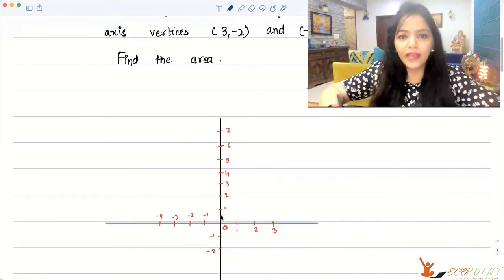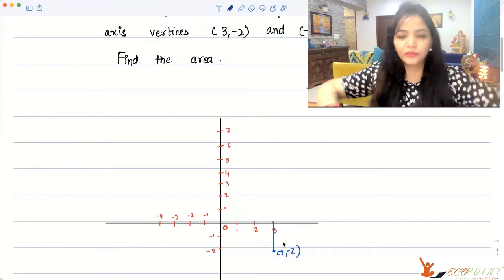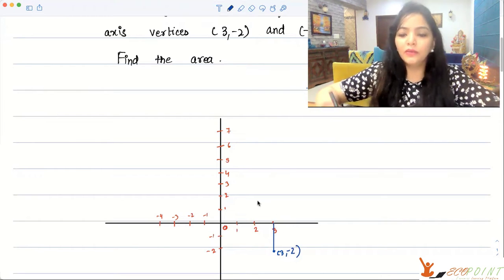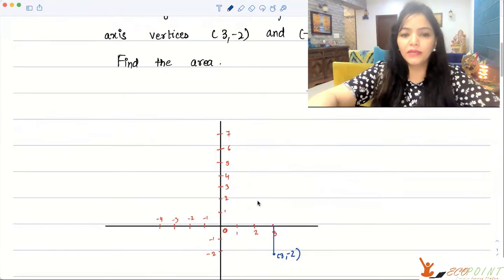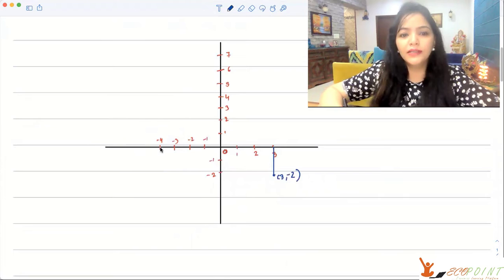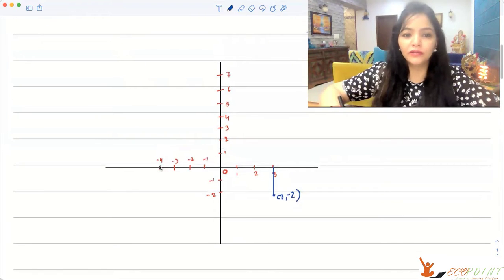So what do we have? We have two vertices. 3, -2 means x-axis 3 and y-axis -2. So this is what it is. This point is 3, -2, right? And the other one is -4, 7. So -4 is x and 7 is y. Where you will find it somewhere here. So it's going to be here.